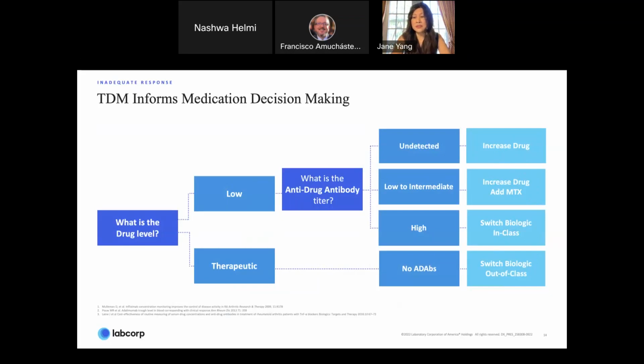So how do you make these very different clinical decisions? To increase drug or to switch biologic? It is really the drug level and the antidrug antibody level in biologic TDM that gives you a precise, patient-specific tool that can help inform and expedite the right clinical action.